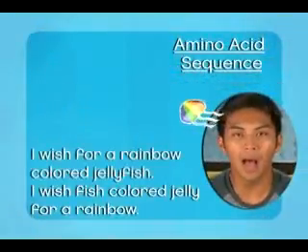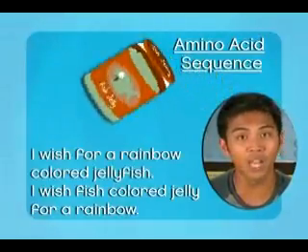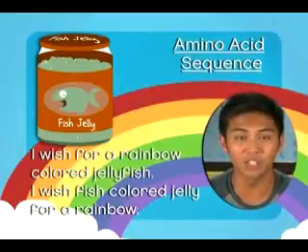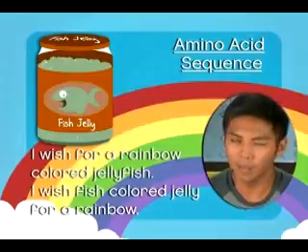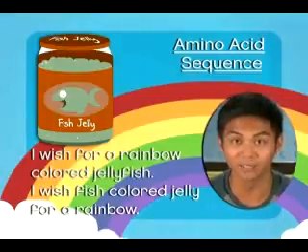Remember how we were saying that you can think about the sequence of amino acids that make up a protein like a sentence? Well, depending on the order of the words, the sentence is going to end up differently. For example, look at these 2 sentences. I wish for a rainbow-colored jellyfish. I wish fish colored jelly for a rainbow. They're both made of the same words, but when the order changes, the relationships between the words change, and so does the overall meaning. Likewise, depending on the order of the amino acids, the protein is going to turn out differently. Woohoo! I'd say we've doggone got it.